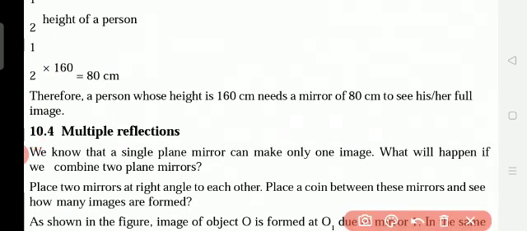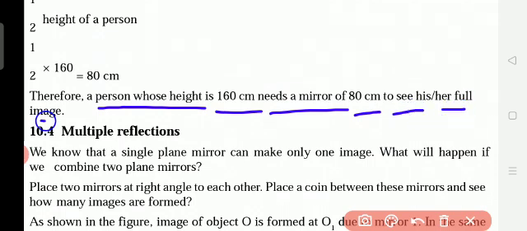So therefore a person whose height is 160 centimeter needs a mirror of 80 centimeter to see our full image. Okay, to see our full image, how much mirror do we need? Half of the height of us, half the size of our height, we need the mirror.